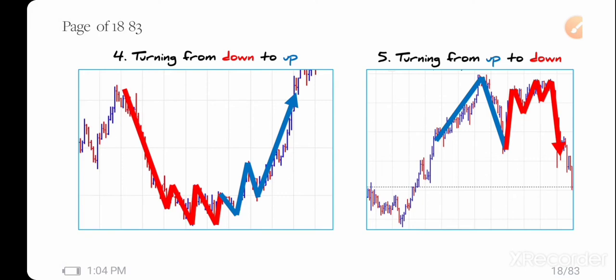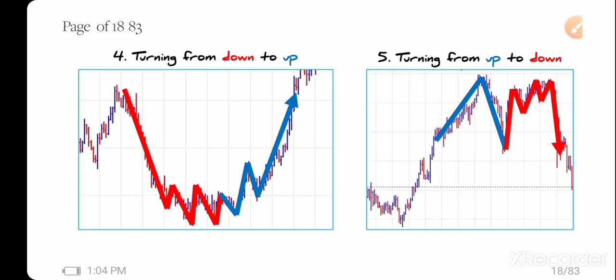So these are the additional two he wants to add. So the phases of the market, we now have 5. The first phase, he talked about an uptrend. The second phase, a downtrend. The third phase, a sideways market. And then the fourth one is turning from down to up. So you can see the market was going down, but along the line turned and made its way back up.